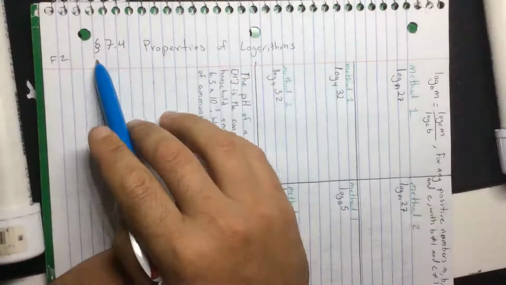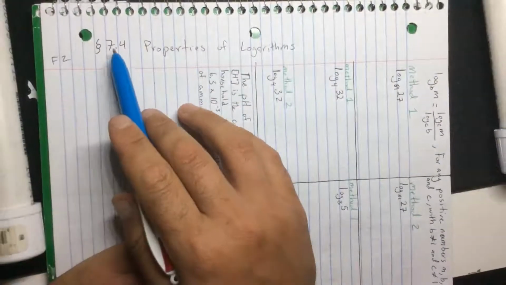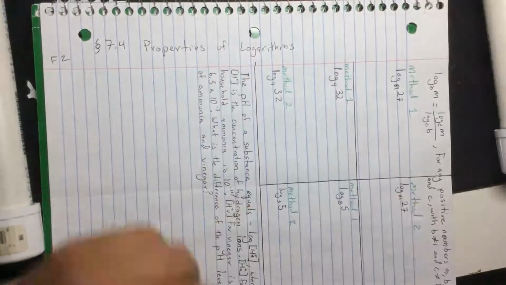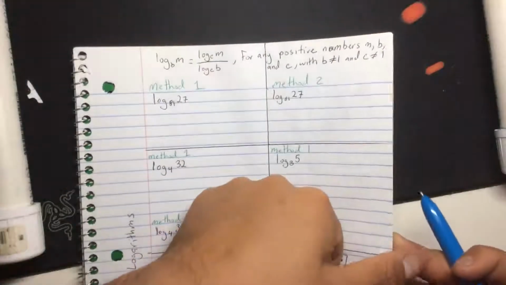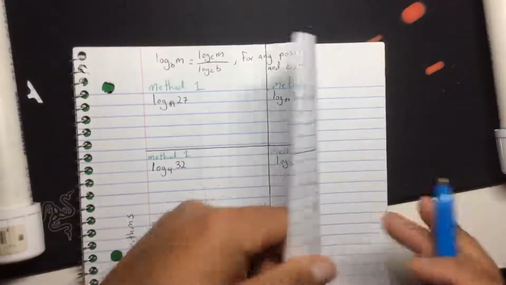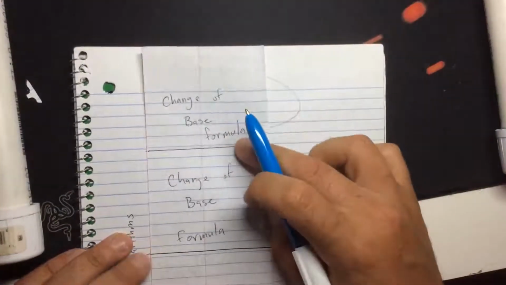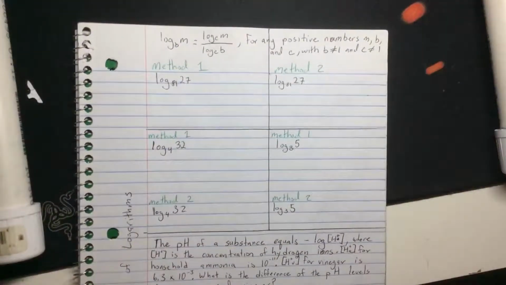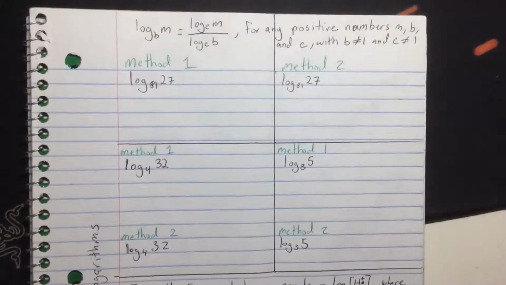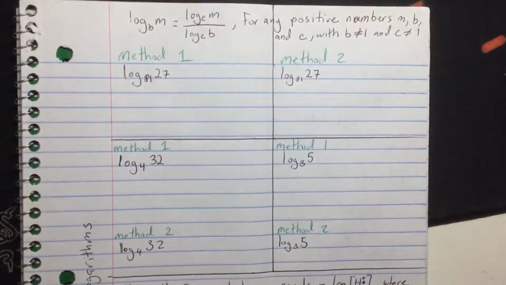This is section Foldable 2 for section 7.4, Properties of Logarithms. For the first one, we're going to turn the page over. It's the change of base formula, and we're going to do that for these two here. I'm not sure how much of these two we're going to get through. We might split into two videos depending on how long this takes.